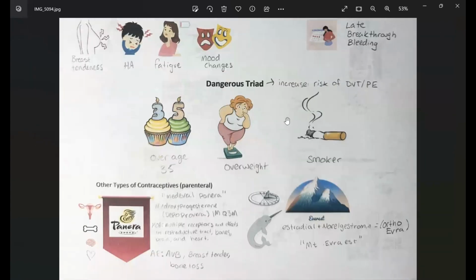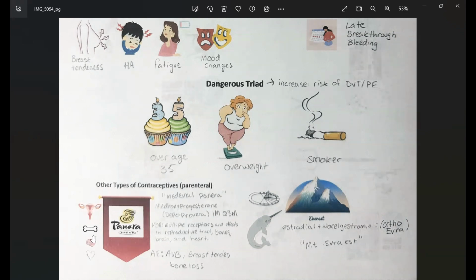So let's talk about some other types of contraceptives that are not oral. The first one here is medroxyprogesterone, and that is an IM injection that is given every 3 months. Brand name is Depo-Provera. I thought medroxy looked like medieval, and Depo-Provera kind of looked like Panera, so we have a medieval Panera, the medieval sign with Panera bread on it.